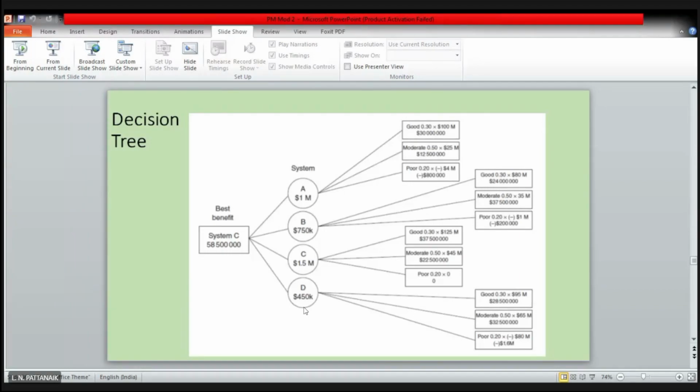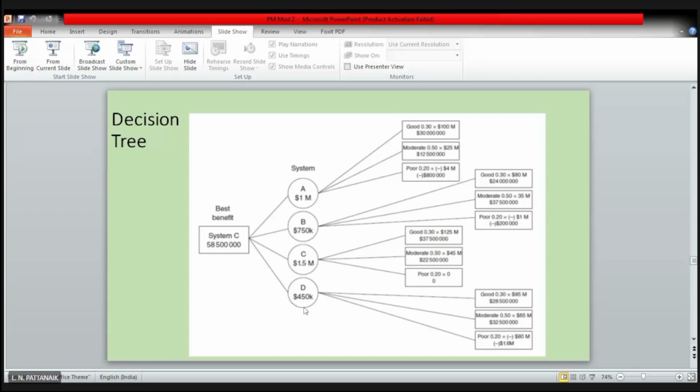Now the only simple thing is that if you are adopting system A, you just add all these things, just like you add in that construction project example. There was weather problem, there was labor turmoil, but finally you add them up. There is something positive, something negative, but you add up. Similarly, for system A also, you add up all this. For B, you add up. So finally now come to the result or the best benefit.